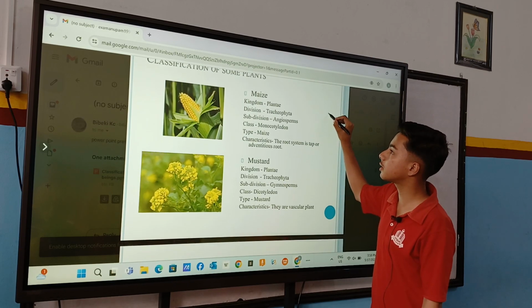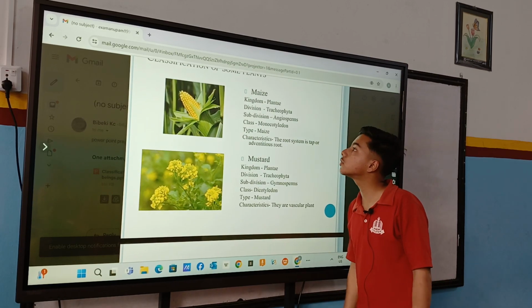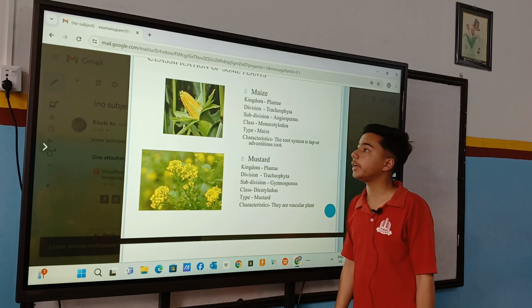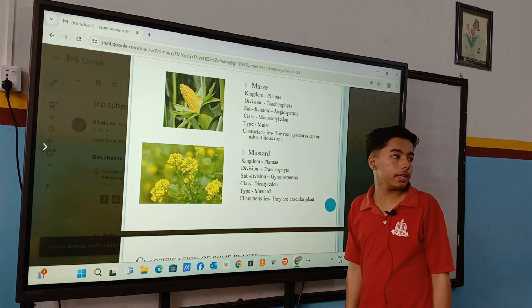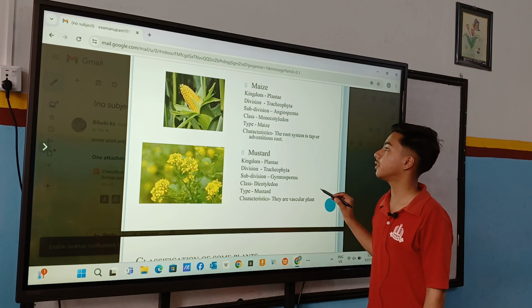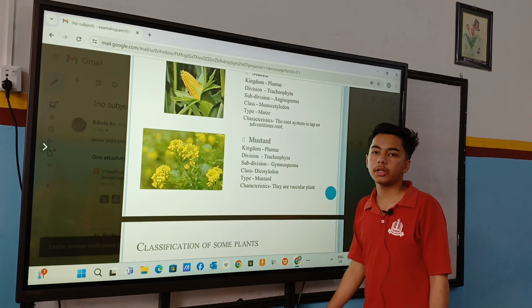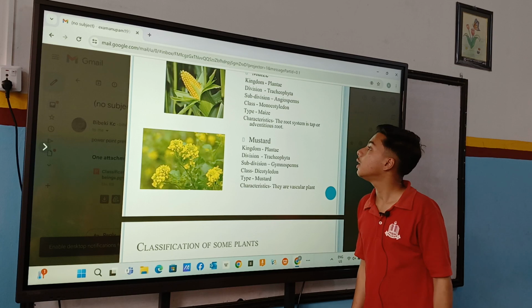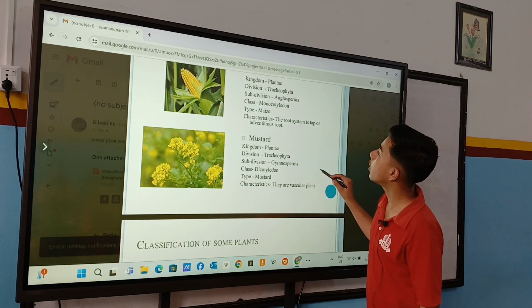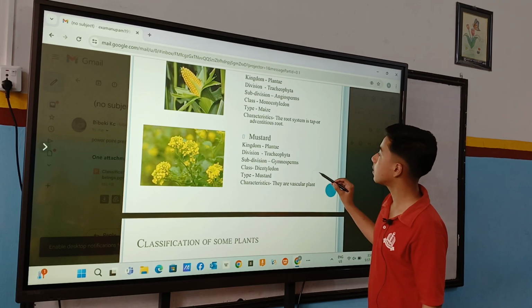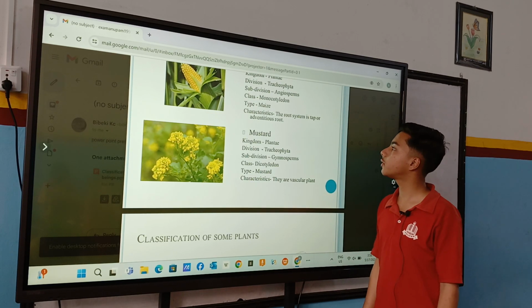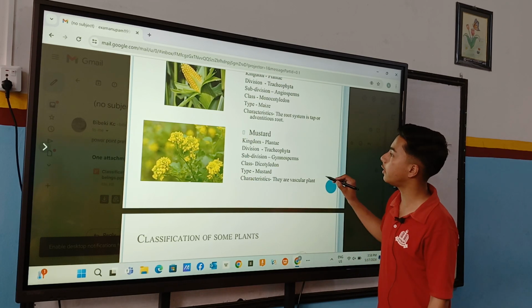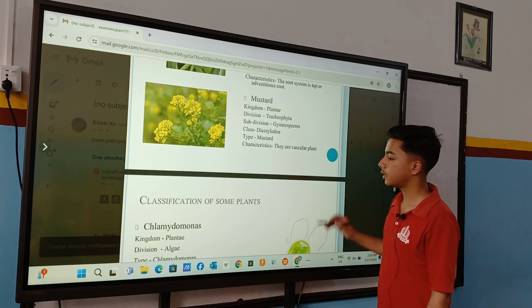Maize can also be classified in the same way. It also lies in the kingdom Plantae. It lies in the Tracheophyta division, and in the Angiosperm subdivision. It is a monocotyledon type of plant, so it has one cotyledon. Its characteristic is that the root system is tap or adventitious root.